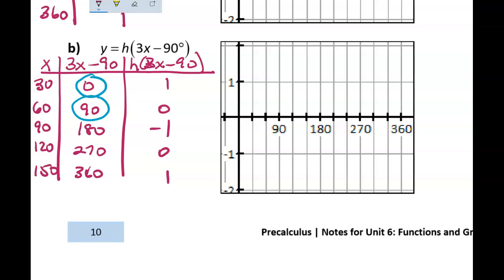So let's highlight our first and last columns. So we have 30 degrees, comma, 1. 60, 0, 90, -1, 120, 0, and 150, 1. So that's going to give us one cycle. Oh, that was a lousy drawing. Let me try that again.